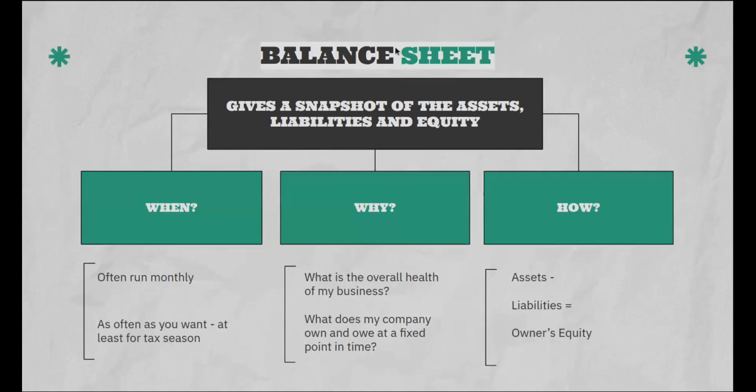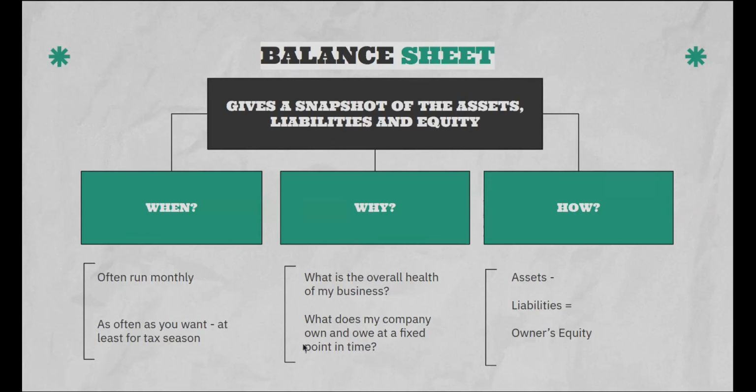So I'm just going to get in here to the balance sheet, but essentially a balance sheet gives us a snapshot of the assets, liabilities, and equity. So these are often run monthly, definitely for tax season. They ask questions like, what's the overall health of the business? So when I talked about earlier those ratios that people use, like the current ratio, they're taking numbers often on the balance sheet. So they're comparing the assets, which is what the company owns, versus the liabilities, which is what the company owes, and comparing that to the owner's equity or the amount of capital that was put into the business.